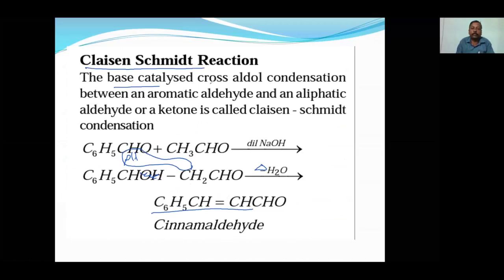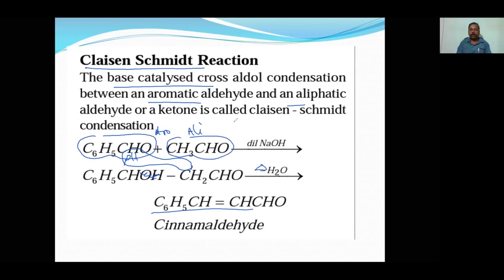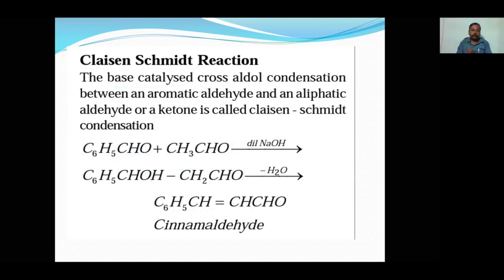Base catalyzed. Okay. Crossed aldol condensation between aromatic and aliphatic. See here, C6H5CHO is aromatic and CH3CHO is aliphatic. One should be aromatic, the other should be aliphatic. Then it is called a Claisen-Schmidt reaction. Up to here it is aldol condensation only. After that only it is changing. Okay, is it understood? Now let us see the next one.